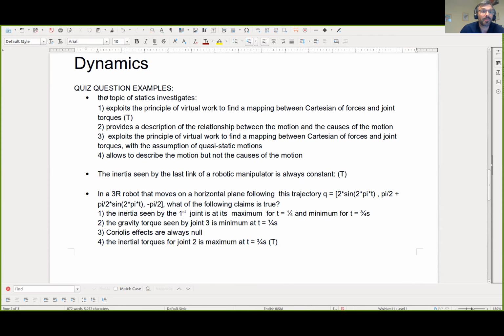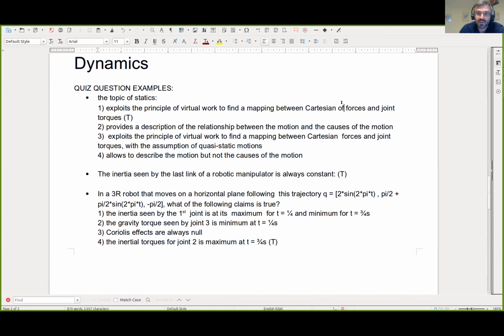Dynamics. The question, for example, is about statics. Statics exploits the principle of virtual work to find a mapping between Cartesian forces and joint torques, and this is true. Provides a description of the relationship between the motion and the causes of the motion, which are the forces. This is the definition of dynamics. And exploits the principle of virtual work to find a mapping between Cartesian forces and joint torques with the assumption of quasi-static motion.